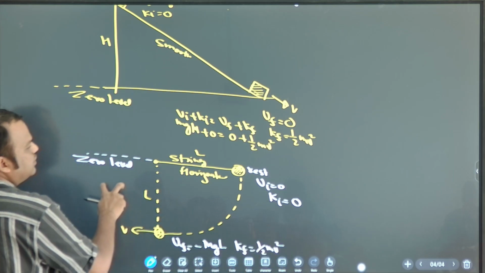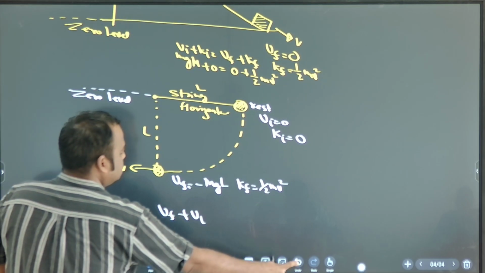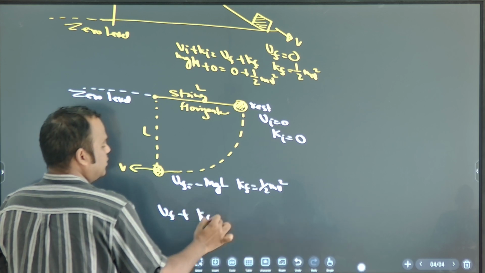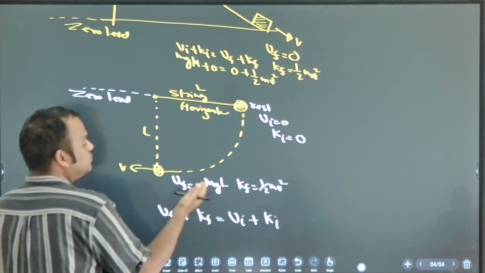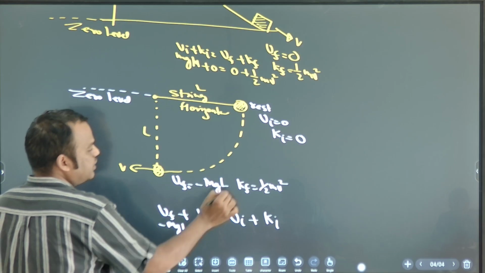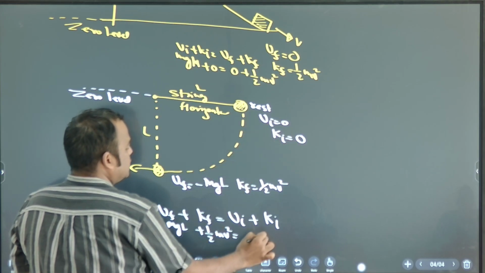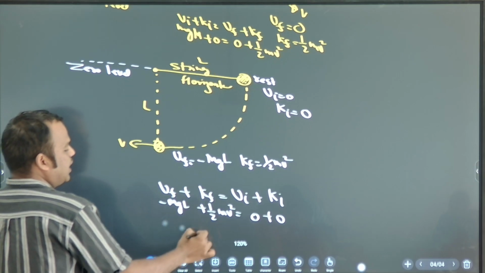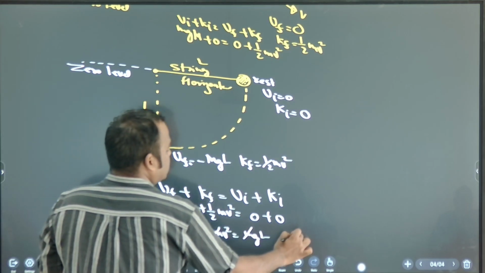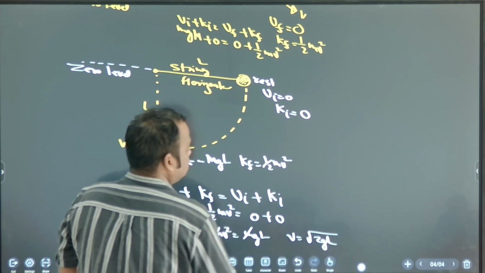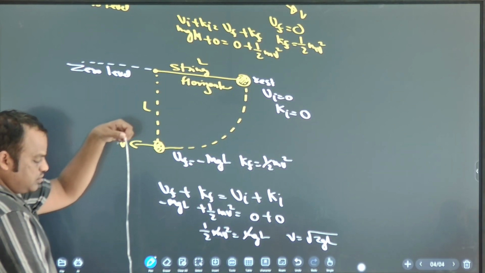Half mv square. Correct. So U final plus K final is equal to U initial plus K initial. What is the U initial? U final, how much U final? Minus mgl. K final, half mv square. U initial, 0. K initial, 0. So half mv square is equal to mgl. Cancel. So what is V? Square root 2gl.